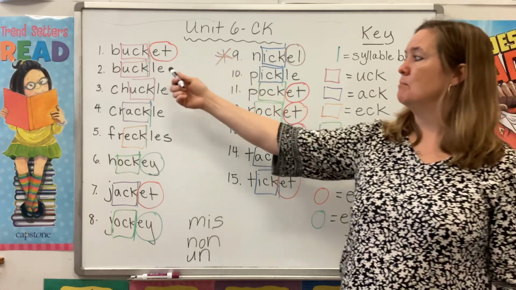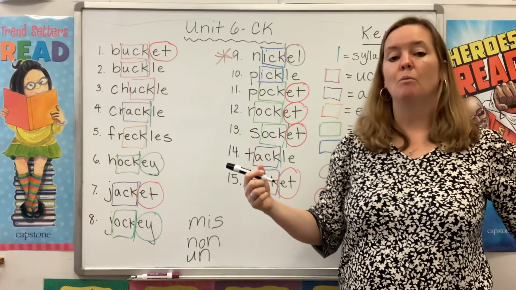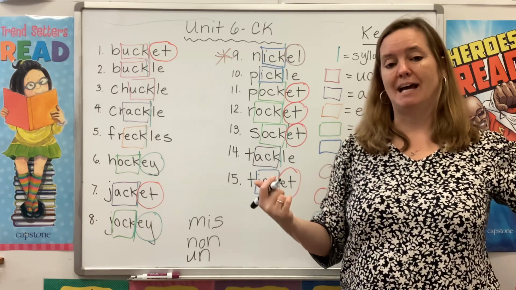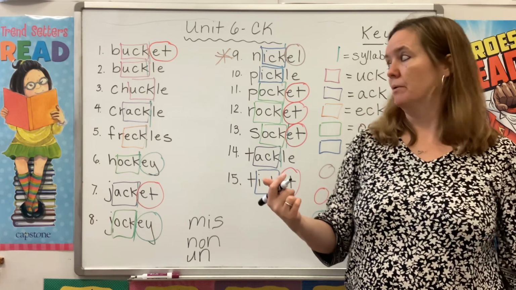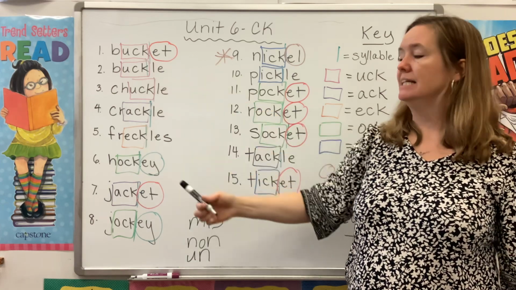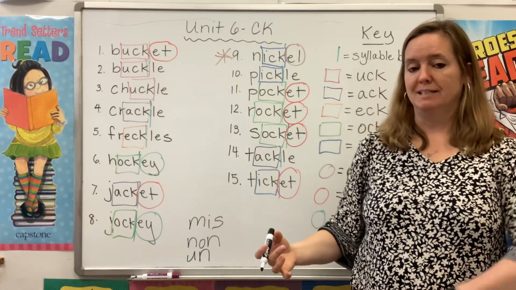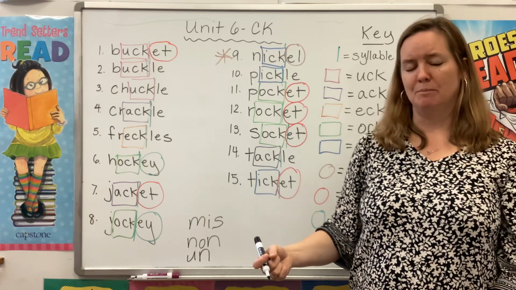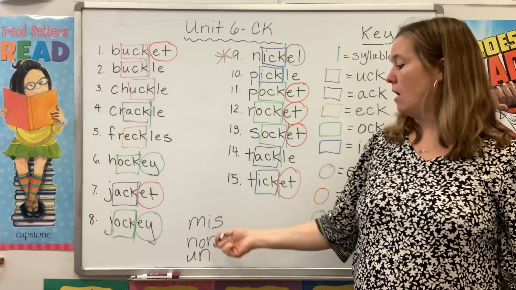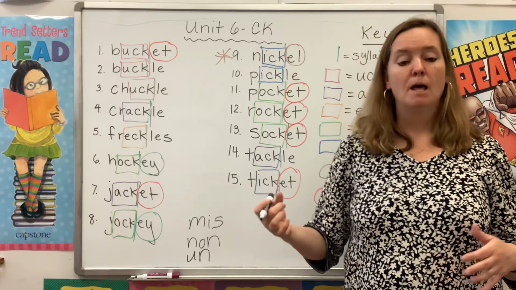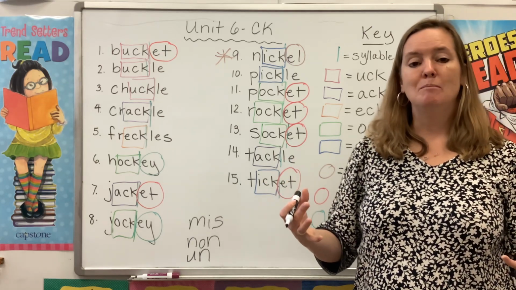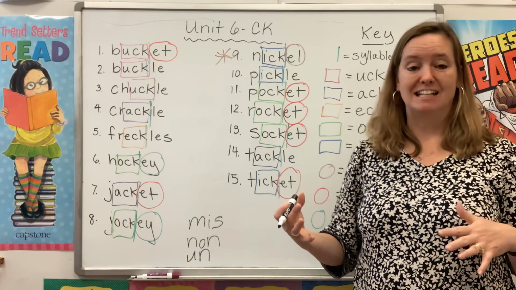So I can buckle my seatbelt when I get into the car, but then when I get out of the car, I have to do the opposite. I have to unbuckle, okay? So when we have a verb, an action word, un means do the opposite. So you can zip up your coat, you can unzip your coat. You can wrap a gift, you can unwrap a gift. So un means opposite. But when you see it in front of a describing word, it means not, okay?